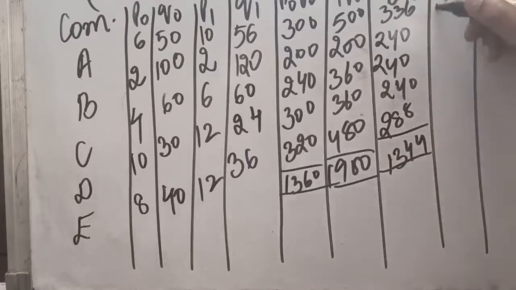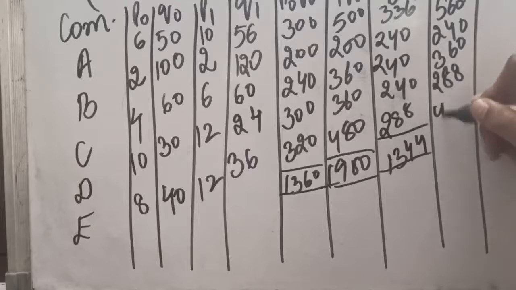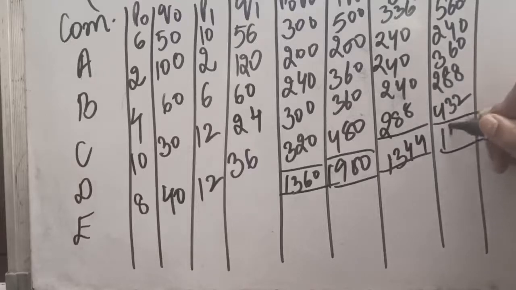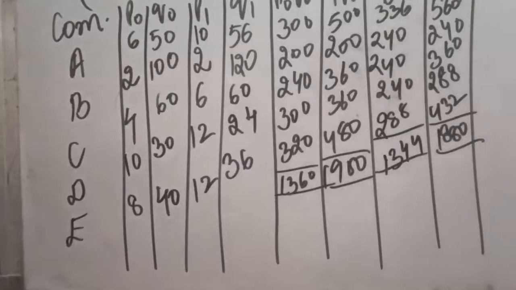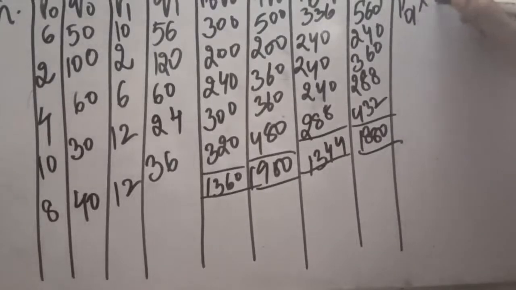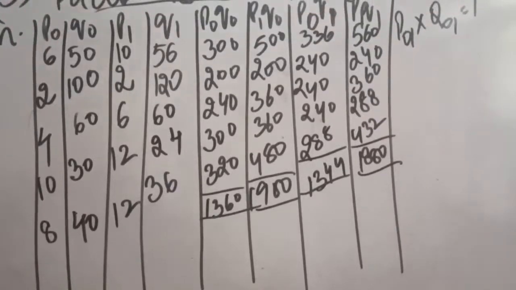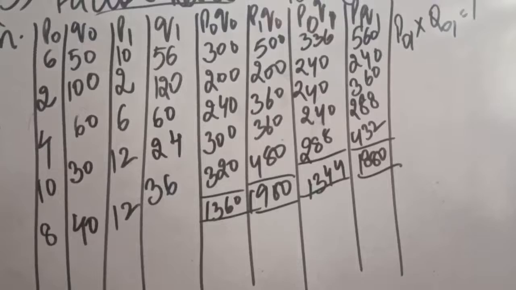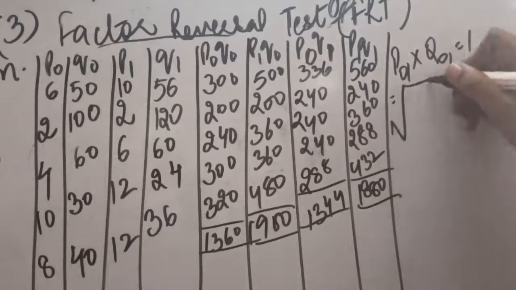And last is P1 Q1: 560, 240, 360, 288 and 432. It comes out to be 1880. So now we have these four values. Now if we have to apply our factor reversal test in the case of the Fisher method, we know that factors will be reversed and we will have to apply the formula P01 into Q01 is equal to 100. Now we apply Fisher's ideal index into this.